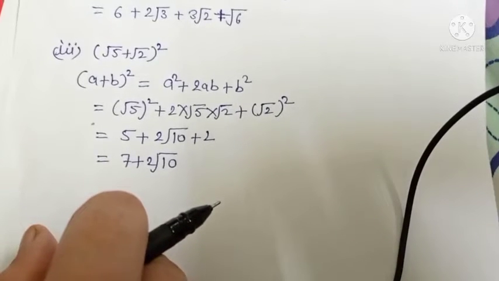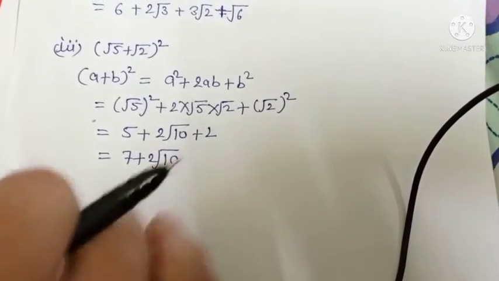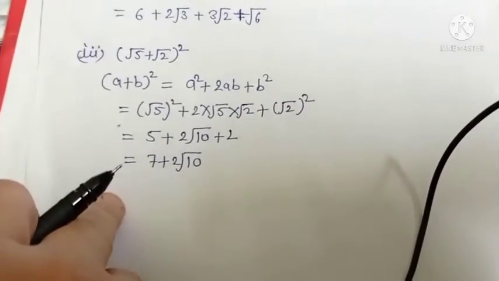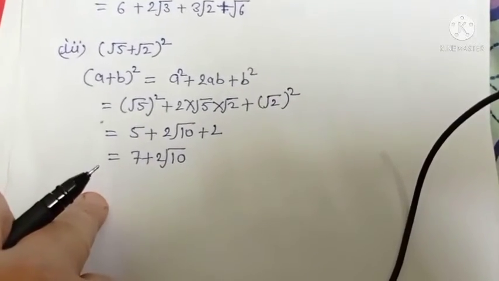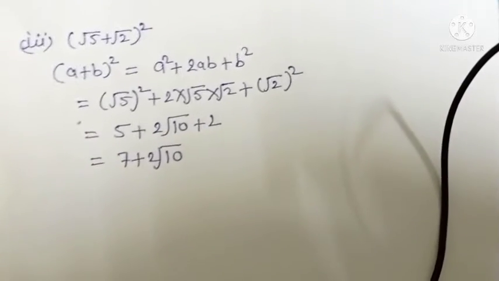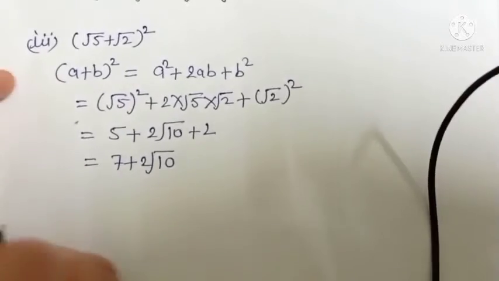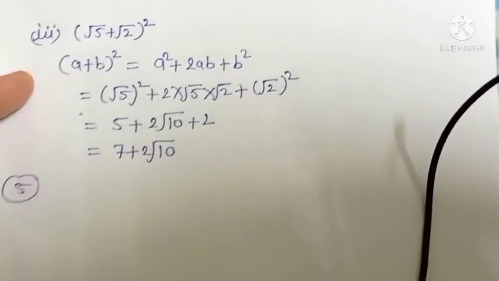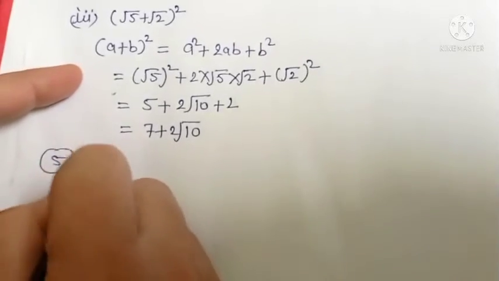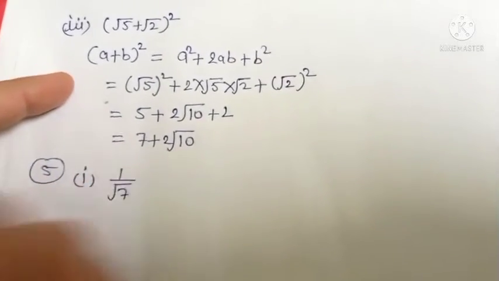The second and fourth questions you have to do on your own, and the third and fourth questions I am also leaving, and come to the fifth question. Rationalize the denominators of the following. First is 1 upon under root 7.